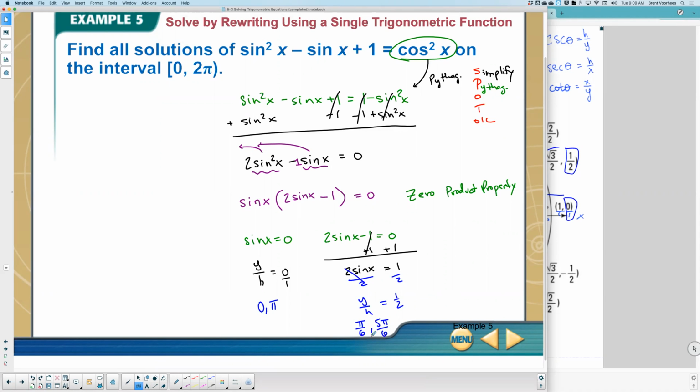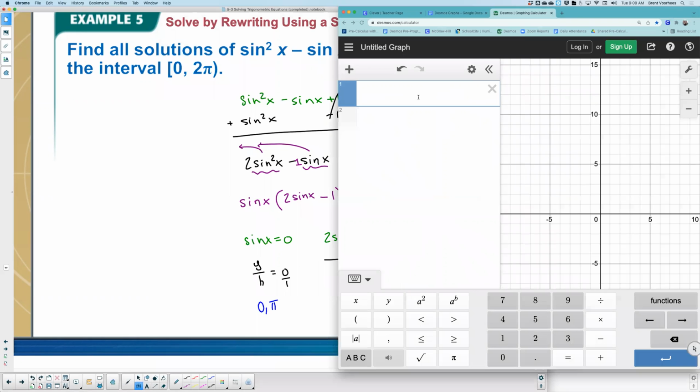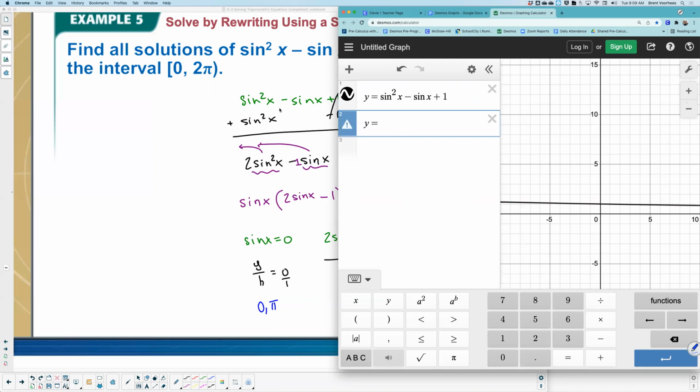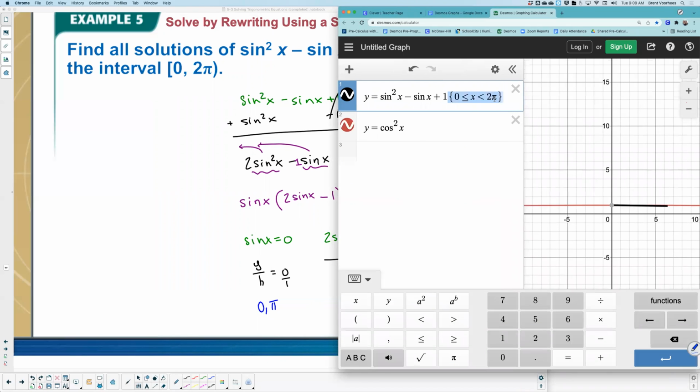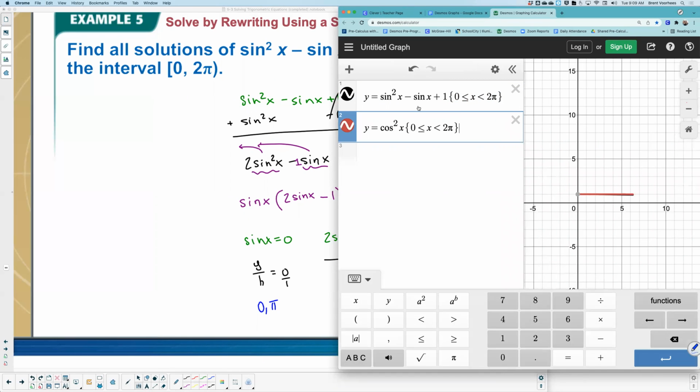Okay, so checking it graphically, let's now make sure we got this correct. I'm going to do y equals the left side and y equals the right side. So we have y equals sine squared x minus sine x plus 1. And I also had y equals cosine squared x. I won't put the restriction, so I'm only looking at the graph from 0 to 2 pi. I'm going to extend this out so you can see what I typed in, and do that also for this red graph. And when I look at this, I'm going to look where these two intersect one another.